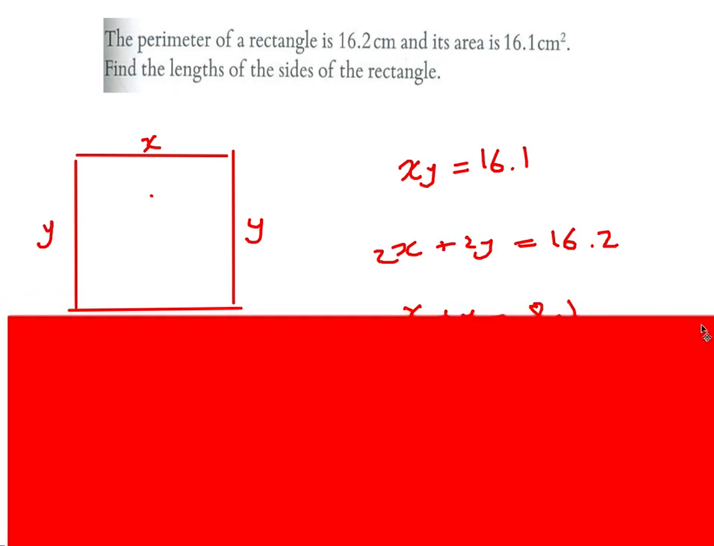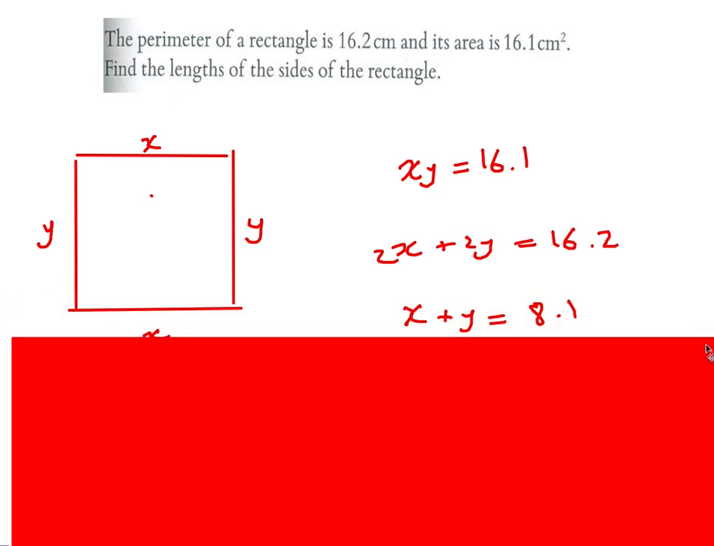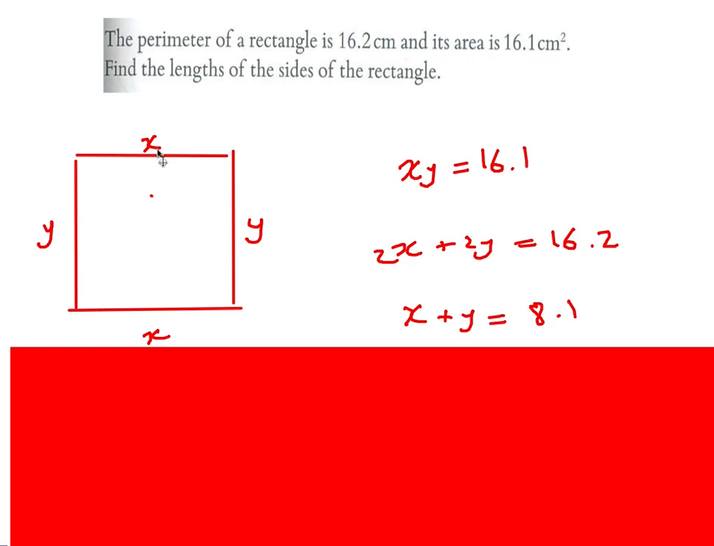Let's start by doing a little sketch, which is this thing here. So I've got my rectangle, that's an x, that's a y. Area is 16.1, therefore x times y is 16.1. And I also know that the perimeter is 16.2. I'm going to divide that by 2, so I get x plus y is 8.1. So I've got two equations. There's one equation, and there's my second equation.